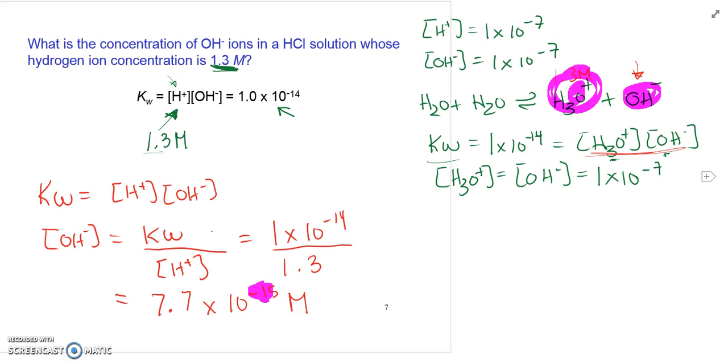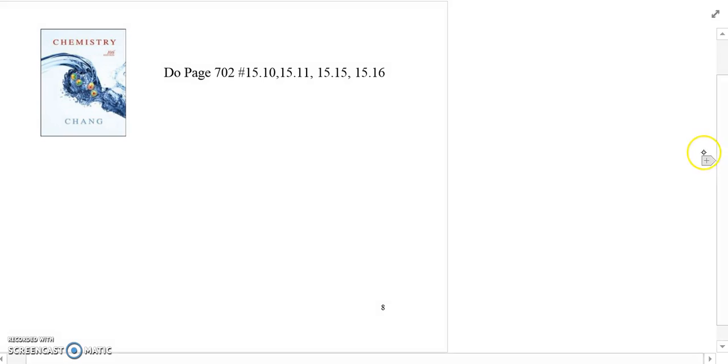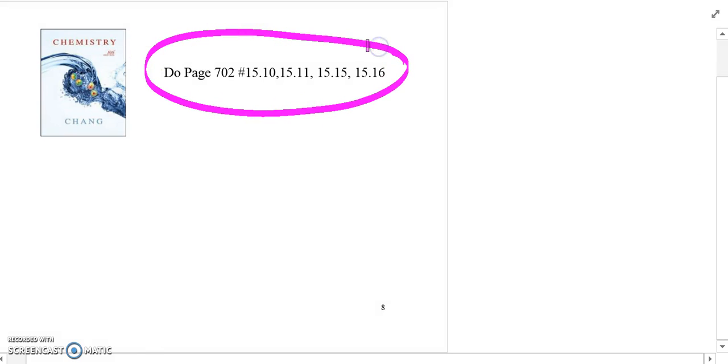Okay, so you should practice these questions here, and it's just about rearranging that equation. It's pretty straightforward. Good luck.